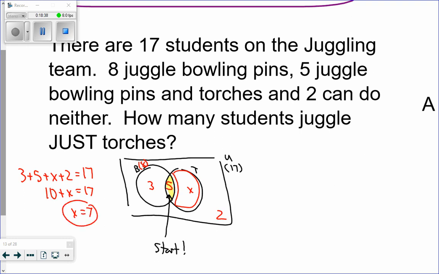So how many just do torches? 7. If the question said, how many juggle torches? So if I left off the word just, what would the answer be? 12, right? Because you go 5 plus 7. So one little word like just, completely different answer.